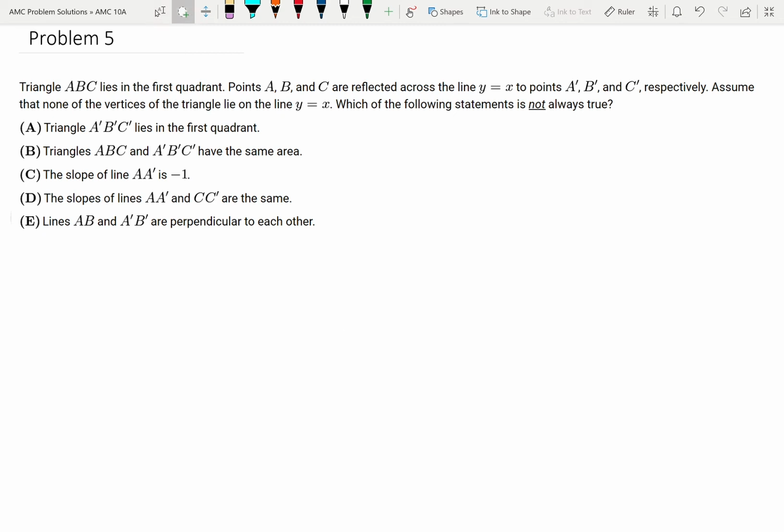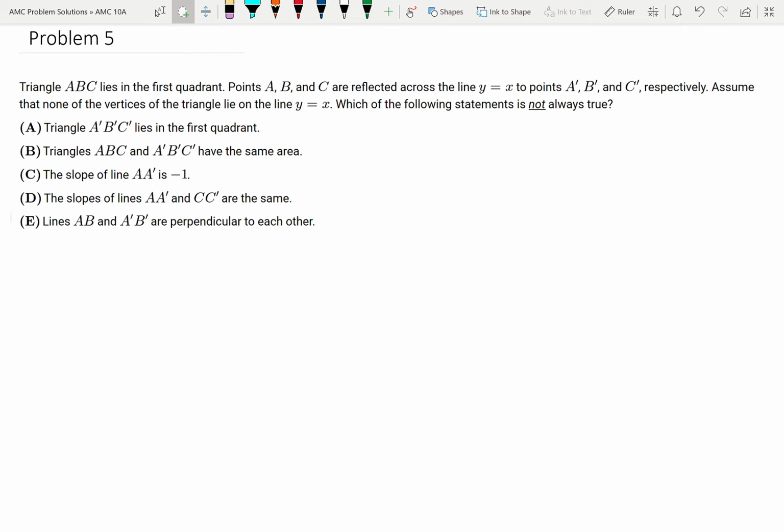Triangle ABC lies in the first quadrant. Points A, B, and C are reflected across the line y equals x to points A prime, B prime, and C prime respectively. Assume that none of the vertices of the triangle lie on the line y equals x. Which of the following statements is not always true?